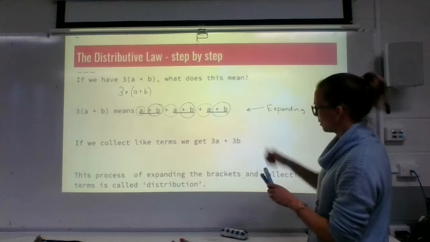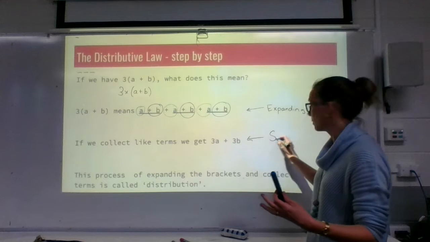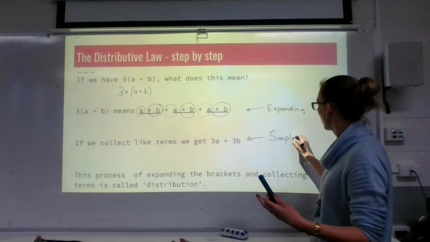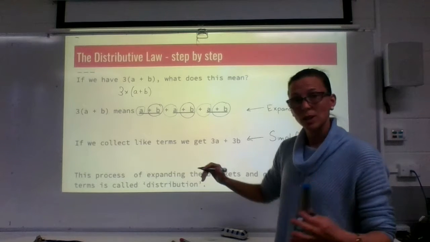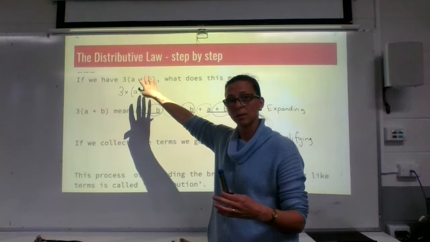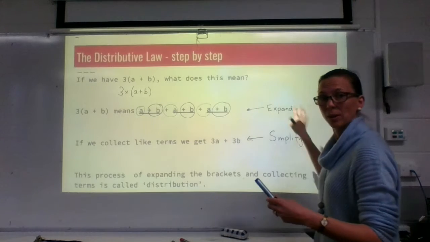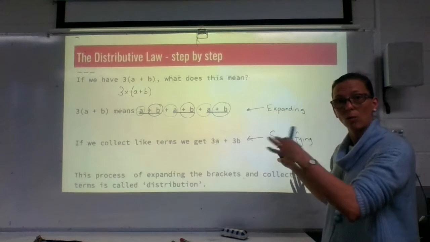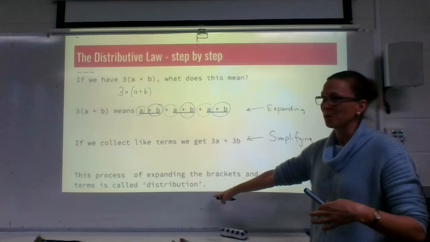So this first step was the expanding. This second step of collecting like terms is the simplifying. So starting off with an expression that includes a bracket, we can expand, then we can simplify, and that whole process is called using the distributive law or called distribution.